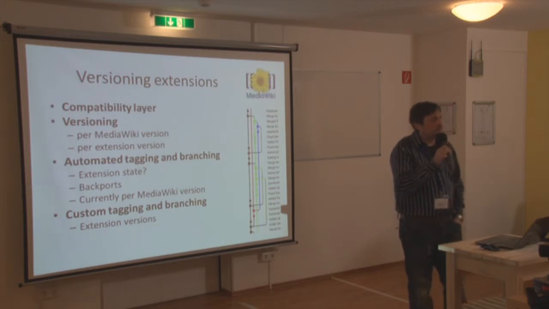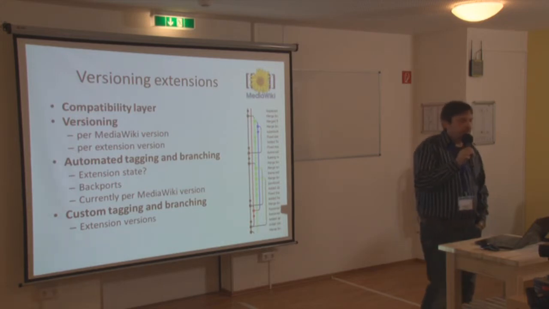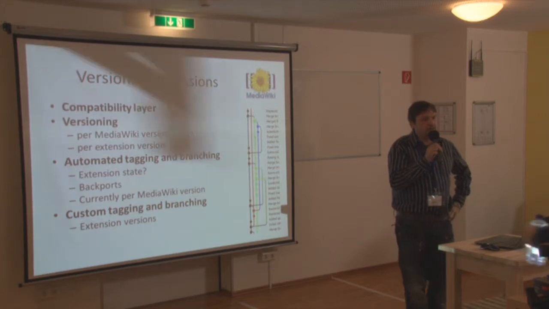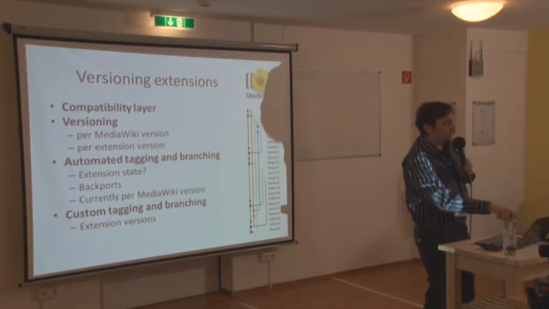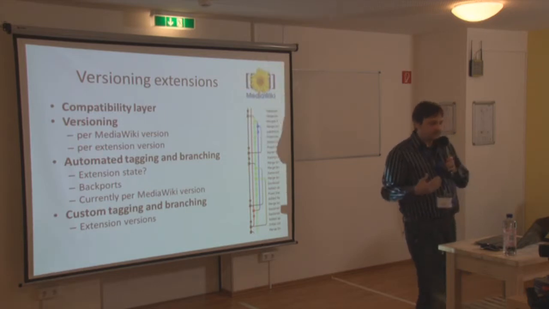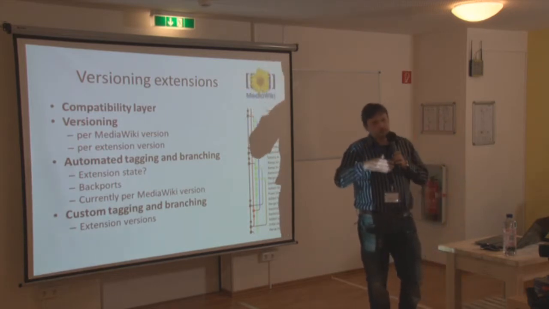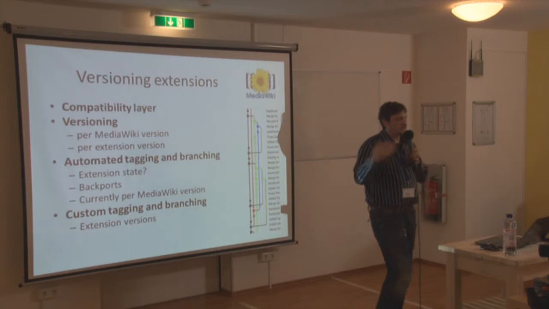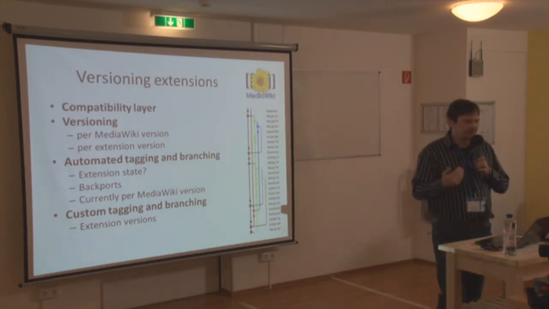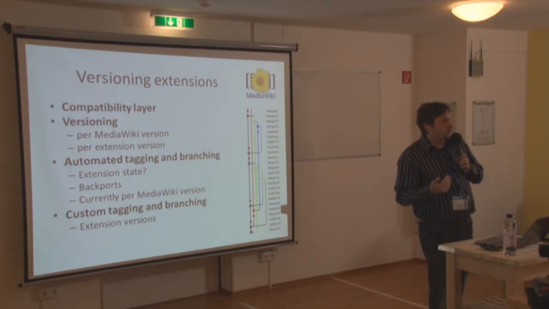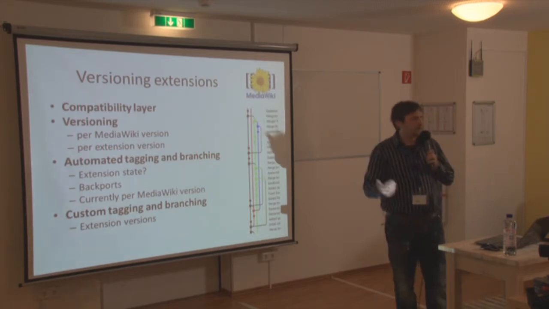So that means if your extension should be working with a few MediaWiki versions, then you do something like version switches. You have wgVersion. If it's 1.17, then use this function. If it's 1.19, use that function. So you have a built-in compatibility. But of course, you can only maintain it for so long.